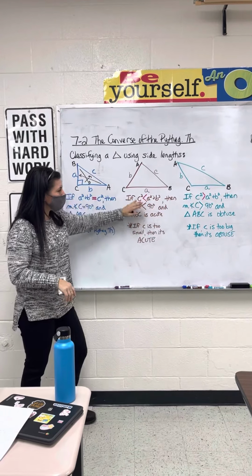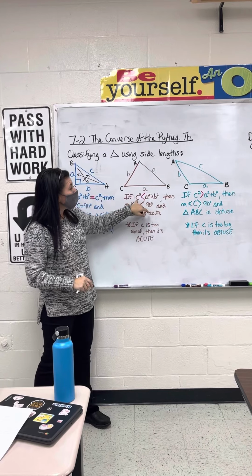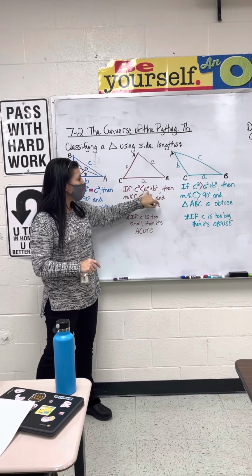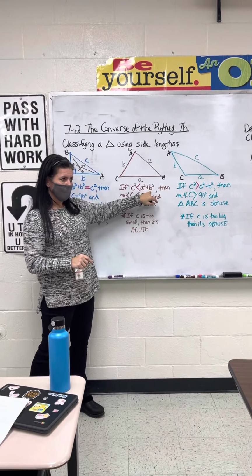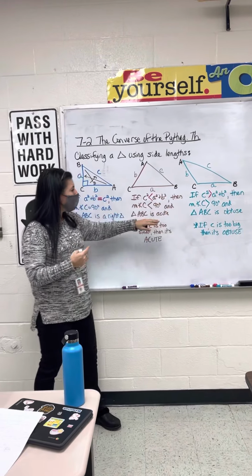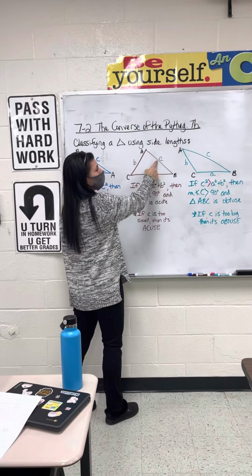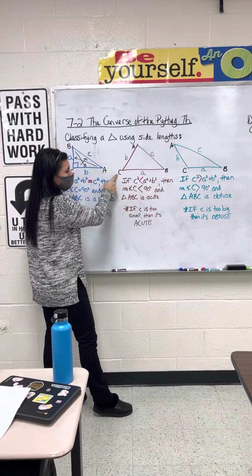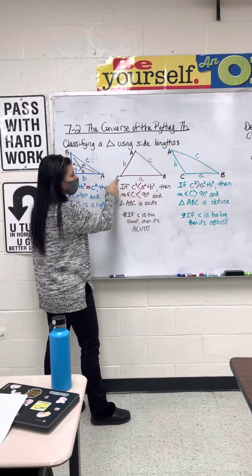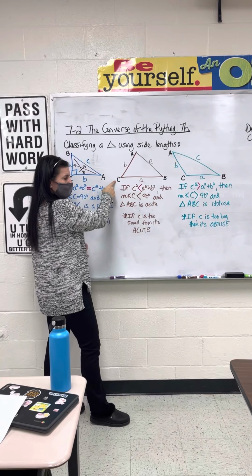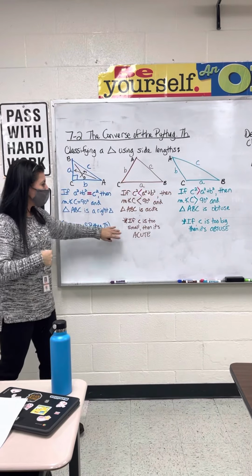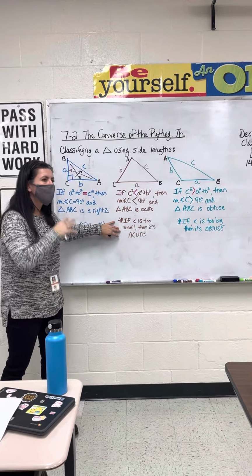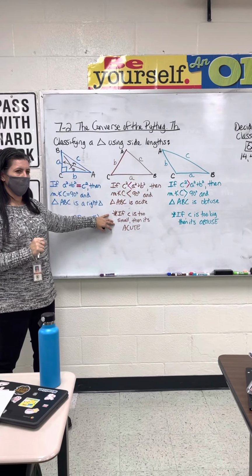So looking at how this is set up, we're saying that C squared is less than A squared plus B squared. So if that's the case, then that means that angle C, so if this side is less than these two, then that means this one is acute. Angle C is smaller than 90 degrees. That means it's acute, which means if C is too small, the entire triangle is acute.